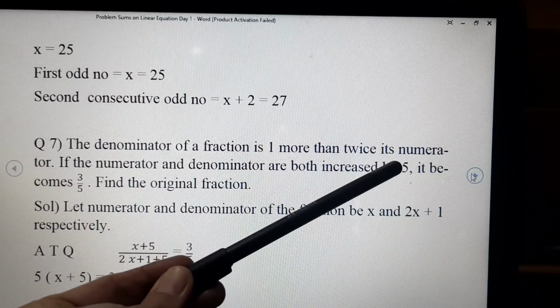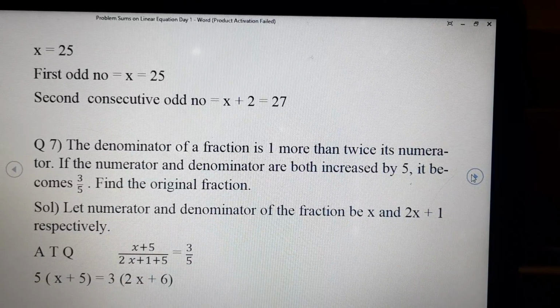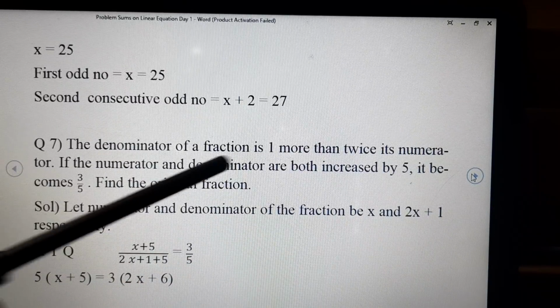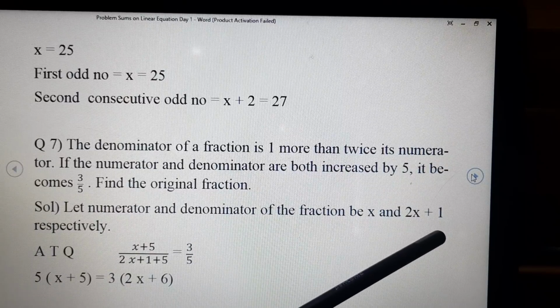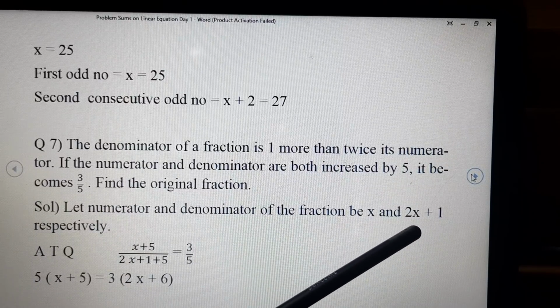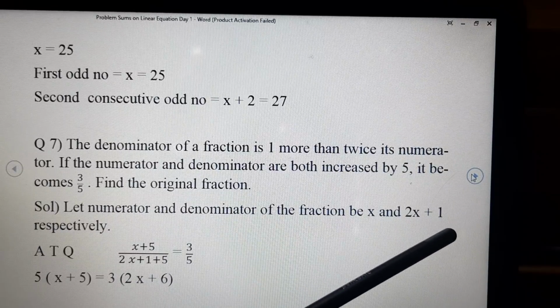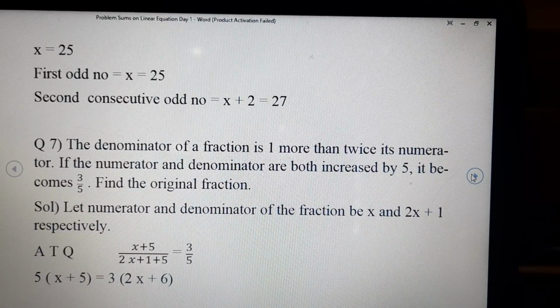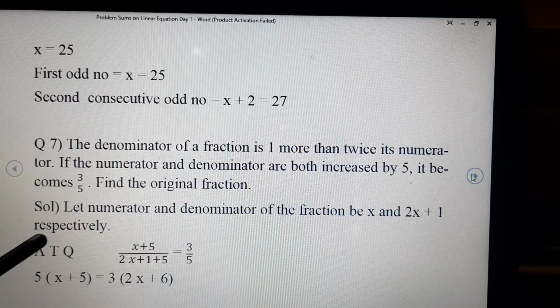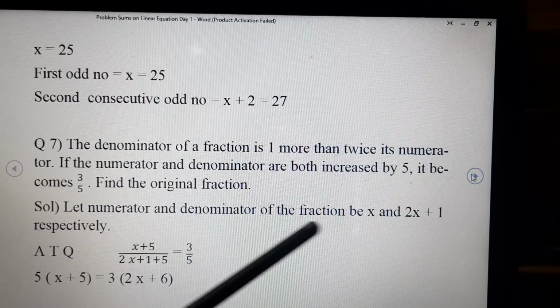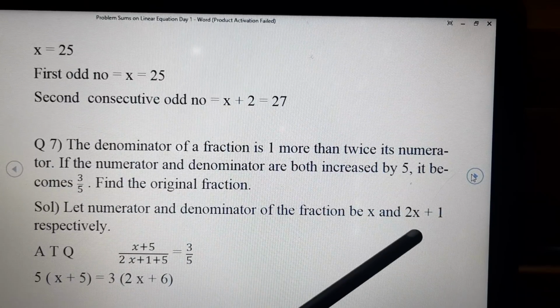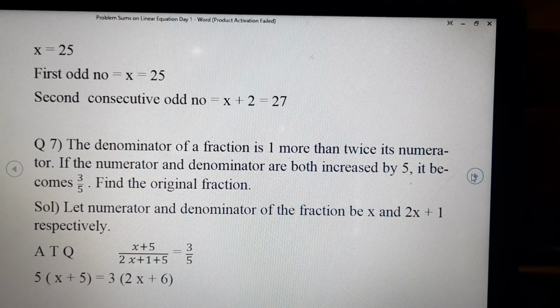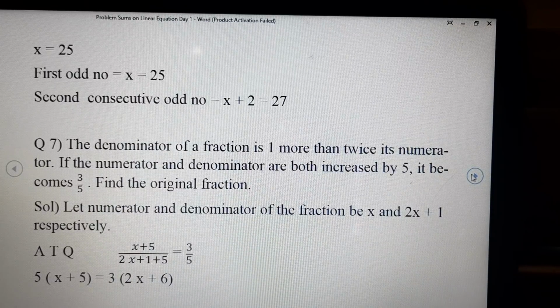So if we assume numerator as x, then denominator will be 1 more than twice the numerator. So 2x plus 1. Denominator will become 2x plus 1 and numerator will become x. Always consider the smaller number. Assume the smaller quantity. Clear? Respectively means numerator and denominator. So first one belongs to numerator and the second one belongs to denominator. So our original fraction will be x upon 2x plus 1.